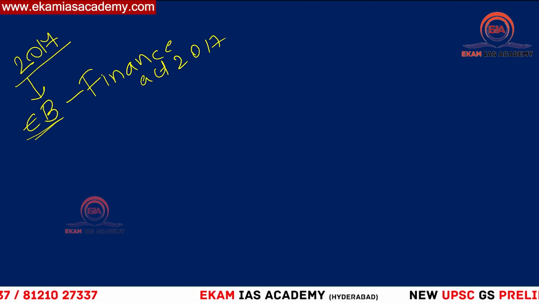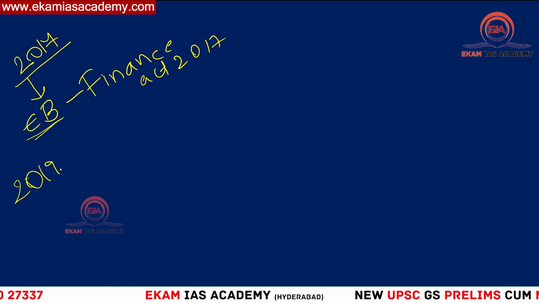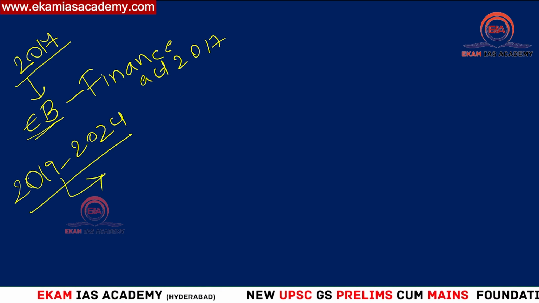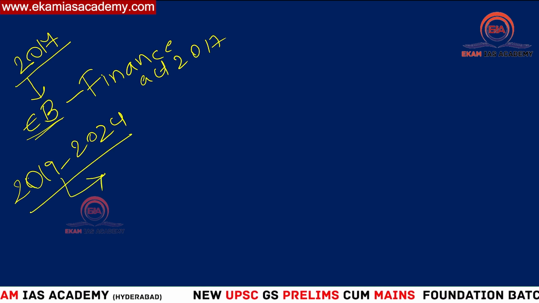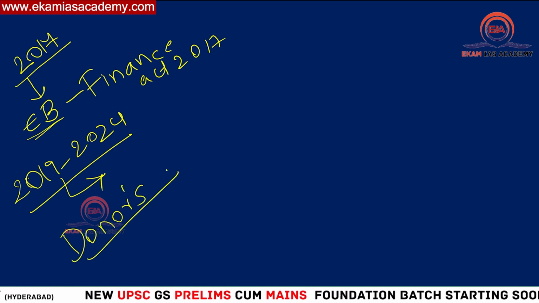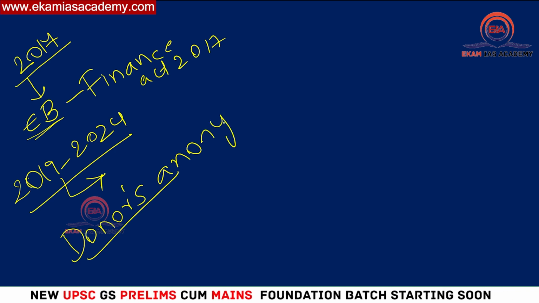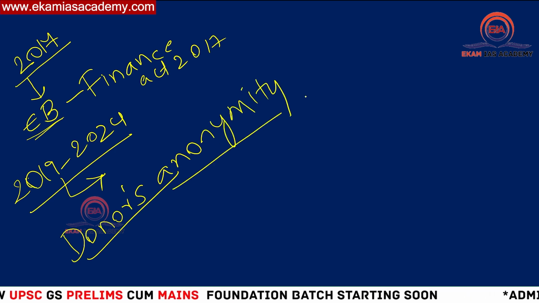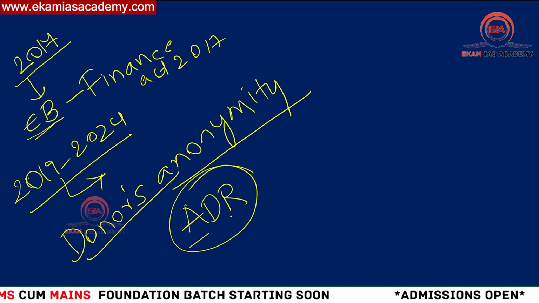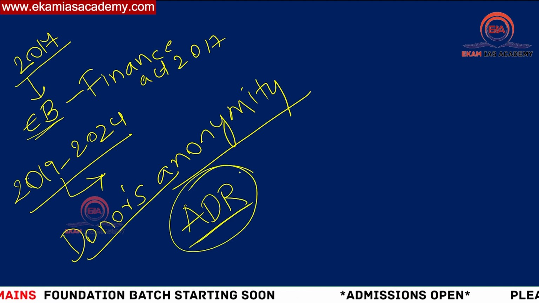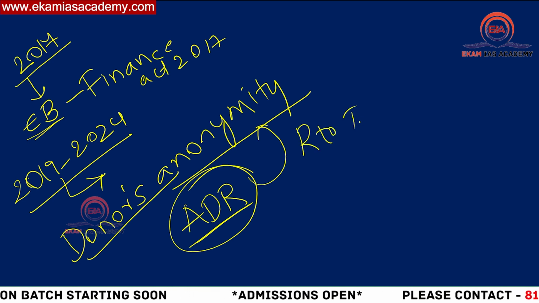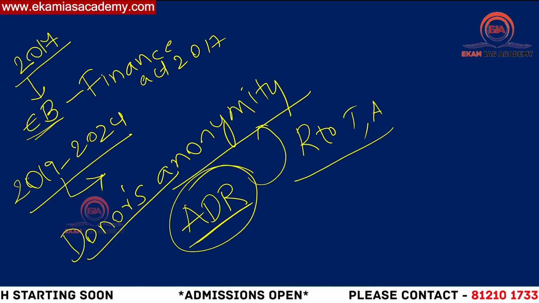After this, what happened between 2019 to 2024? Many political donations and political funding happened. But as the provisions of this electoral bond scheme gave a provision of donor anonymity, an organization called the Association for Democratic Reforms approached the Supreme Court challenging this, because this is a clear violation of the right to transparency and accountability in terms of political funding.